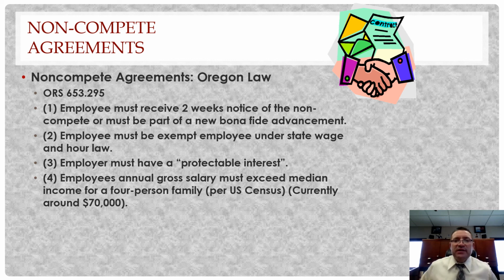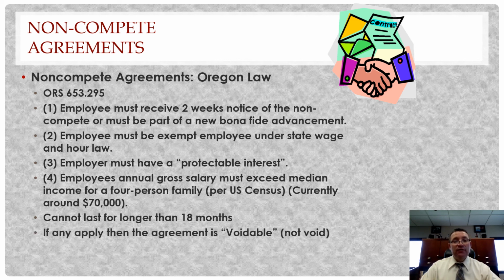Employees' annual gross salary must exceed the median income for a 4-person family. Again, if you're not paid very much, you're in that lower income bracket. So currently for a family of 4, it's $70,000. If you're under that status, they can't require you to do a non-compete clause, right? And none of them can last longer than 18 months in Oregon, right? Those are sort of the qualifications for Oregon's non-compete law. If any of those apply, as I told my sister, it's voidable, right? It's not that it's void, it is voidable in that particular situation.